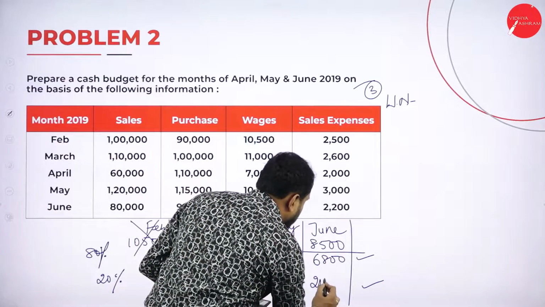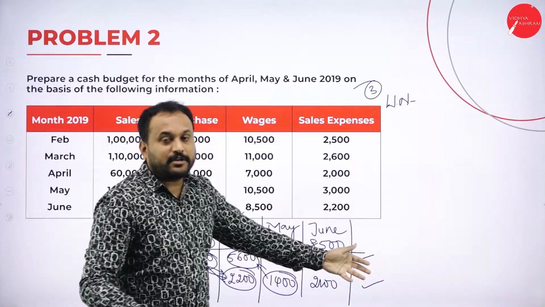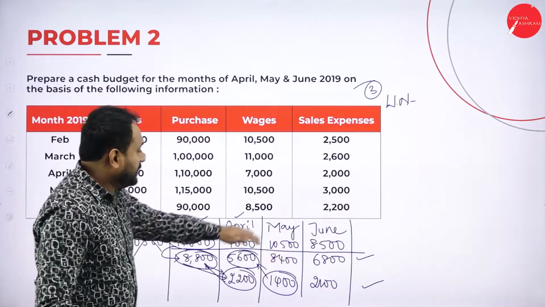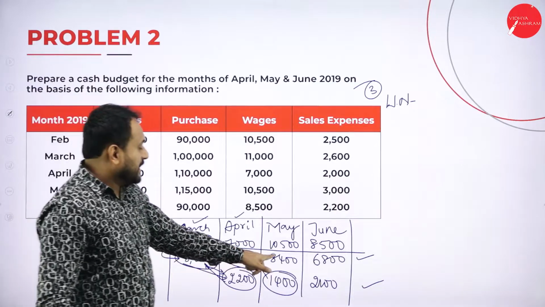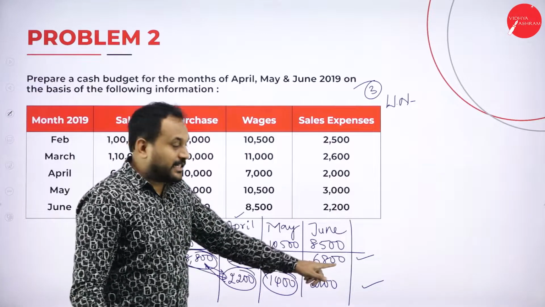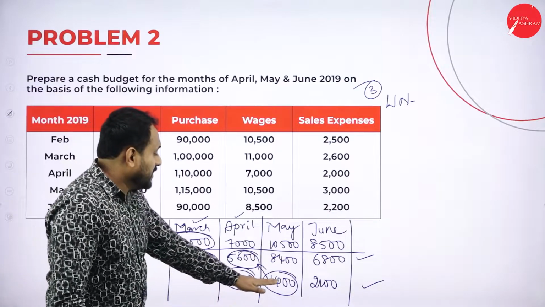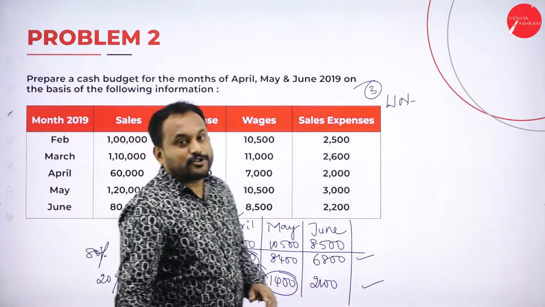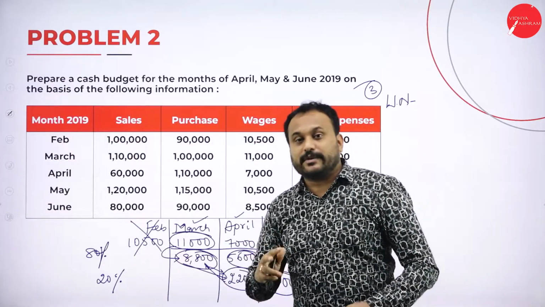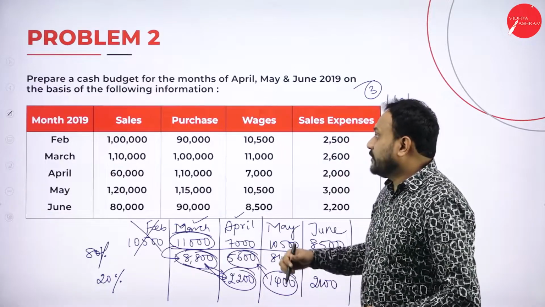Here 2,100. Now should I calculate for July? I don't need to, because I just need to prepare April, May, June. So my entries will be 5,600, 8,400, 6,800. For the 20% in arrears, that is 2,200, 1,400, 2,100. That is what I'm supposed to write. You can go with two entries, or you can sum up in one entry itself. So let's go with two entries here.